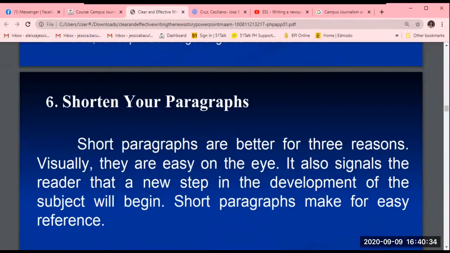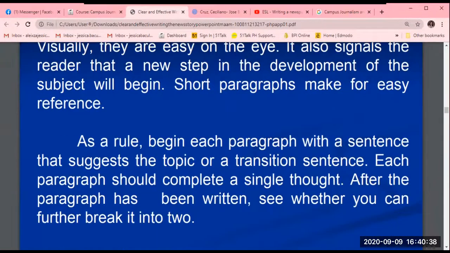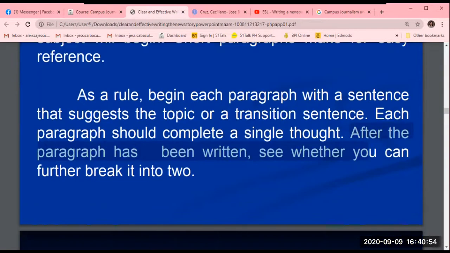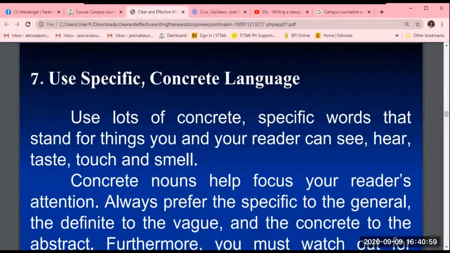Next, if you can shorten your sentences, then probably you can shorten your paragraph. As a rule, begin each paragraph with a sentence that suggests the topic or a transition sentence. Each paragraph should complete a single thought. We know this one in our basic writing knowledge already. And after the paragraph has been written, see whether you can further break it into two. All right. The next tip is to use specific and concrete language.